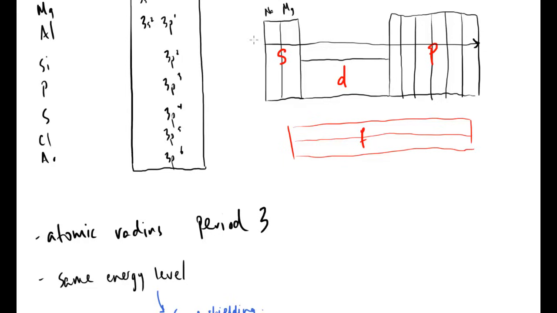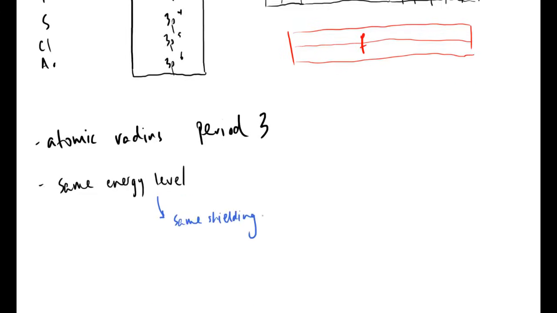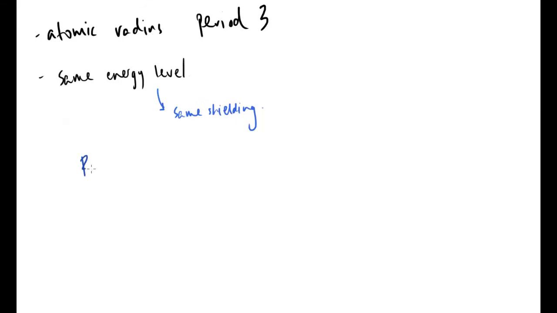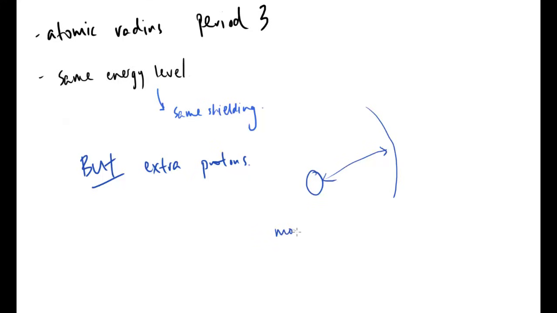We're keeping within the same main energy level. But what we do find is that as we go across, we're adding an extra proton into the nucleus each time. The key thing there is that the extra protons create a greater attractive force, a greater attraction between the nucleus and outer shell electrons. So, nucleus and outer shell: more protons equals stronger attraction. And that's very, very important.